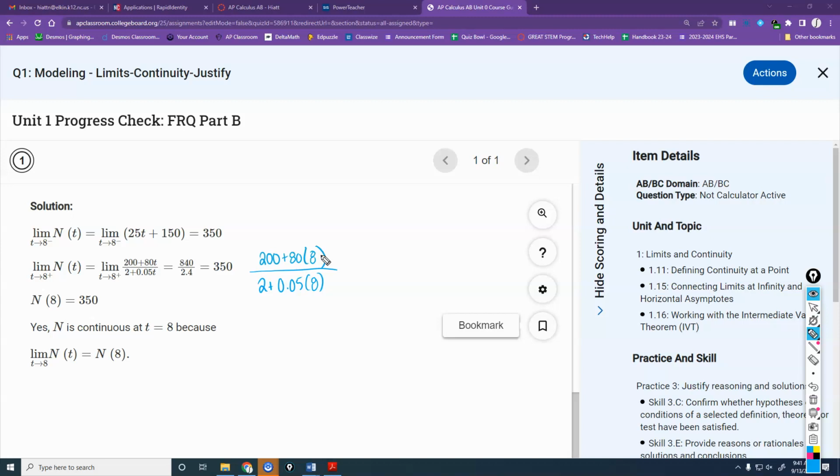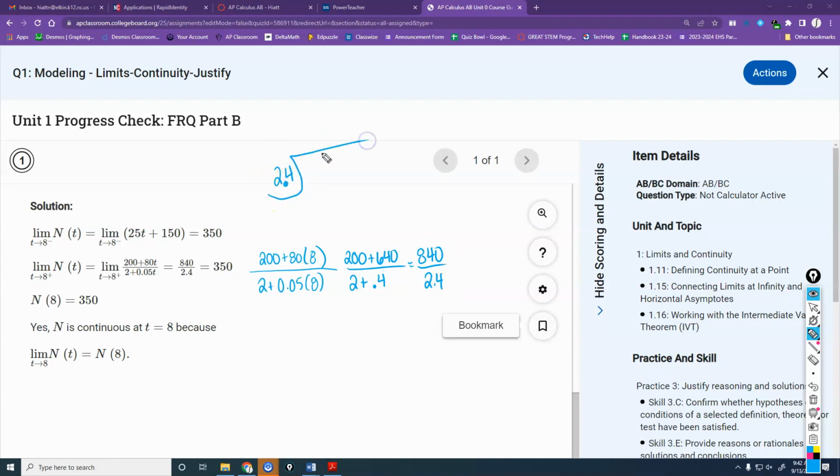Because if it's not, then this is not continuous. It doesn't say prove that it's continuous. It asks the question, is it? It might not be. So, here 8 times 8 is 64. So we got 200 plus 640. Here we got 2 plus 5 times 8 is 40, but we have the decimal, so it's 0.4. So we're looking at 840 divided by 2.4. Let's do some long division.